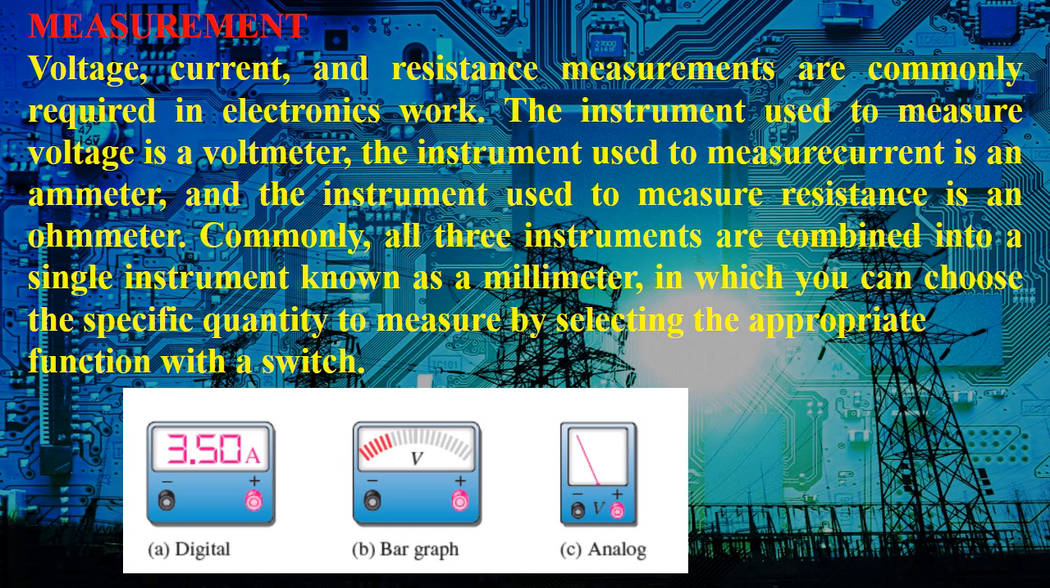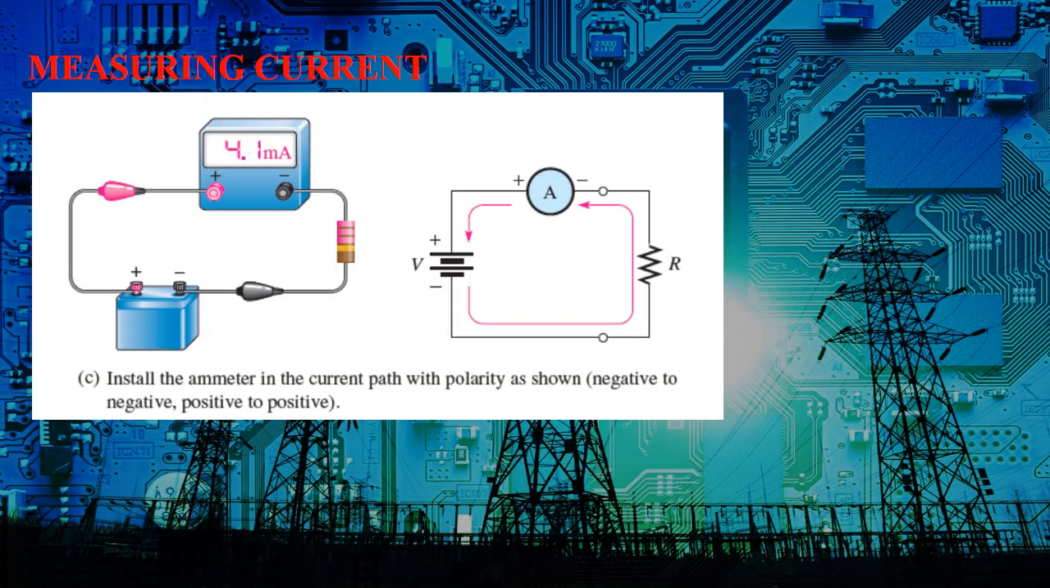So a multimeter performs resistance, voltage, and current measurements, even capacitor, inductor, frequency, whatever it is, multiple measurements. Again, instruments can be analog or digital instruments used to measure all these parameters. Measuring current: when you want to measure current, the meter is inserted into the circuit. You connect the ammeter in series with the circuit to measure the current in the circuit. So you break open the circuit, put the ammeter in there, and then it will measure the current.